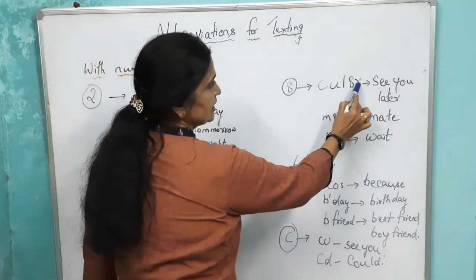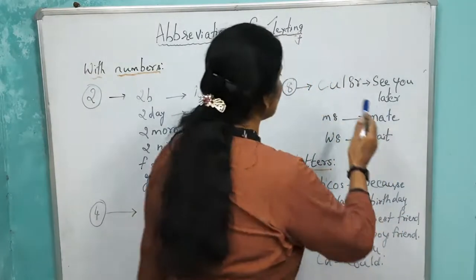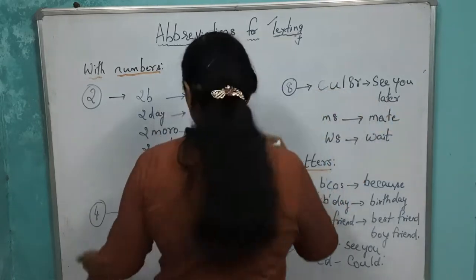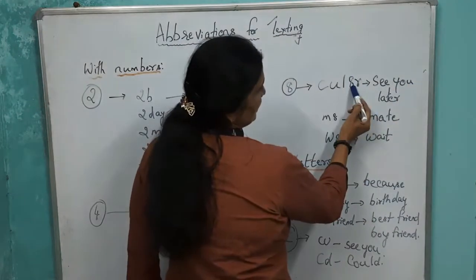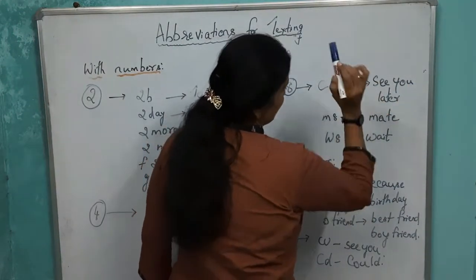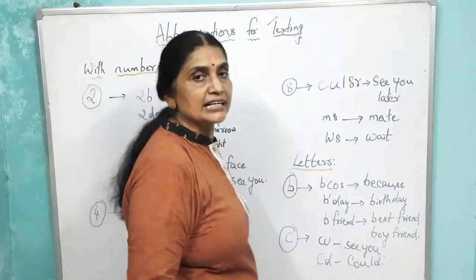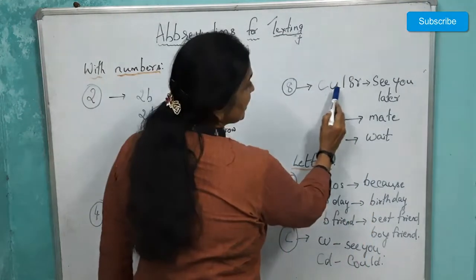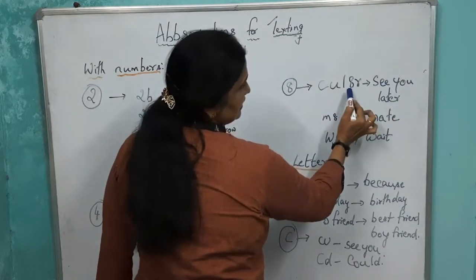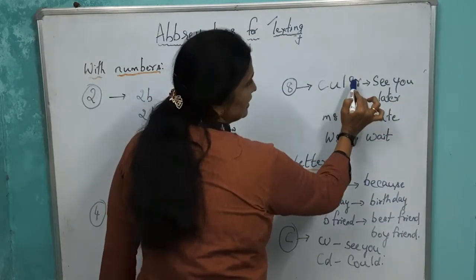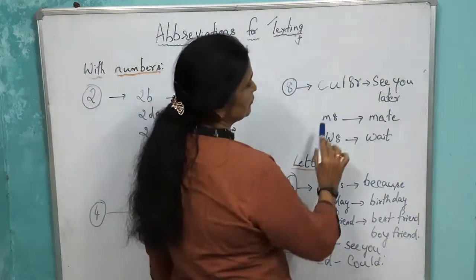CUL8R. Okay, now what does this stand for? CU, already we have understood, CU stands for see you. Then 8R, L8R stands for later. Okay, got it? So, see you later. L8R is later, where 8 is later and L stands for late. Now M8 stands for mate.